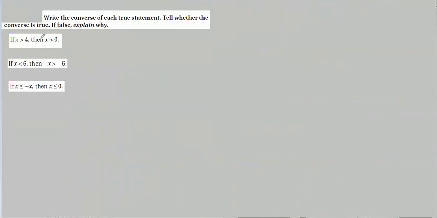Let's see here. If x is less than 4, then x is greater than 0. The converse: if x is greater than 0, then x is greater than 4. We could use a Venn diagram. We could just look at it, or actually a number line kind of works for that. It's kind of like a Venn diagram in this case. Let's put 0 right here, and 4 is over here, right? Now, if we are greater than 0, that means we're off to the left of 0. Is 4 to the left of 0? Oh yes, it is.